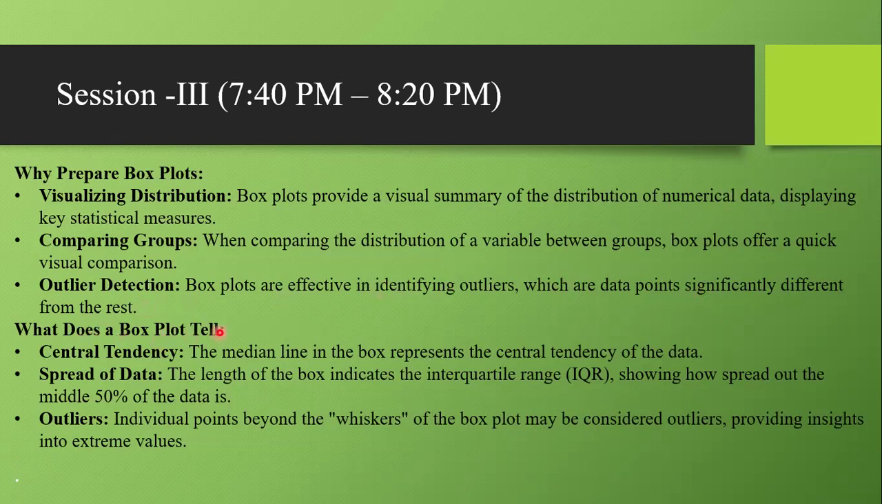What does a box plot tell? It lets you know the central tendency. The median line in the box represents the central tendency of the data. It provides the spread of the data. The length of the box indicates the interquartile range, showing how spread out the middle 50% of the data is. It also lets you know that individual points beyond the whiskers of the box plot may be considered outliers, providing insight into the extreme values.